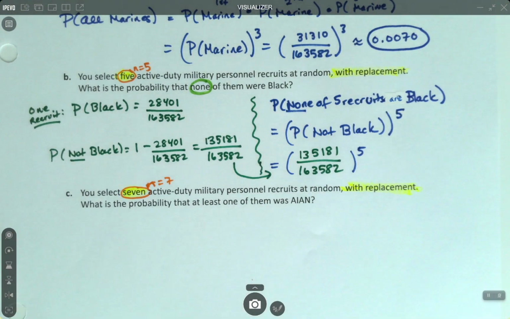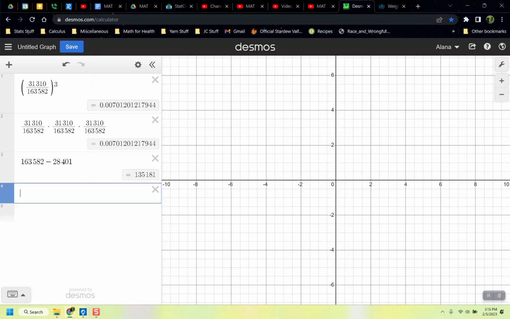It's very much like at least ones. Nones and at least ones are very, very close to each other. So I will just grab Desmos and ask: what's 135,181 divided by 163,582 raised to the 5th power? And it's 0.3854. I don't know how many decimal places we wanted here, so I'll go with 0.3854.